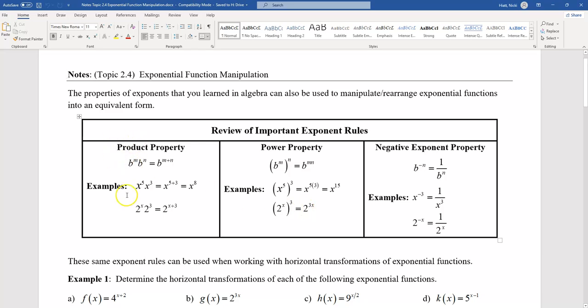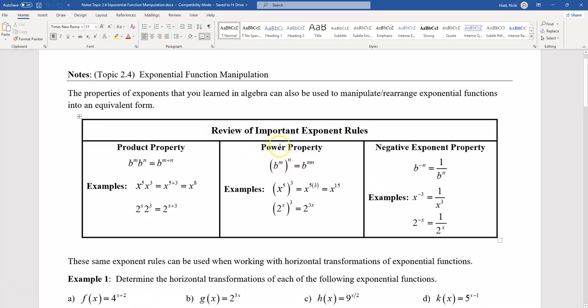So there are three properties that we need to remember for this. Our product property is when we have our base raised to the m power times our base raised to the n power, we can just add the exponents there. All right. So there's a couple examples here. If you have x to the fifth times x to the third, you're just going to get x to the 5 plus 3, which will give you 8. Or if you have 2 to the x times 2 to the third, that is 2 to the x plus 3. So those are examples of the product property. If you have two bases multiplied together, you can add the exponents.